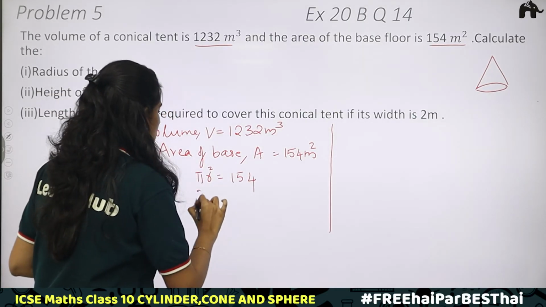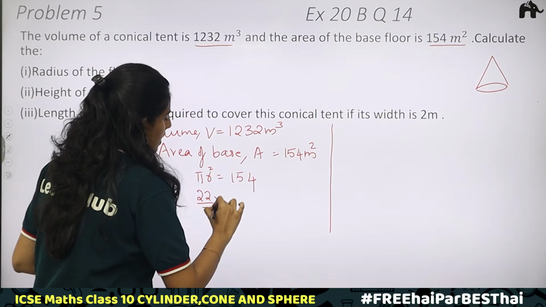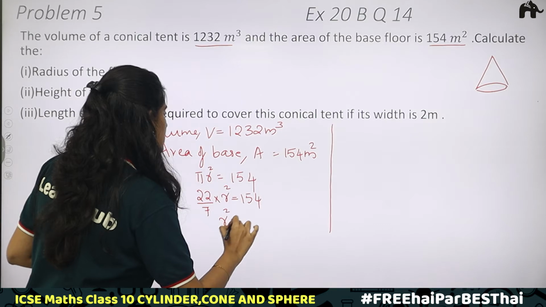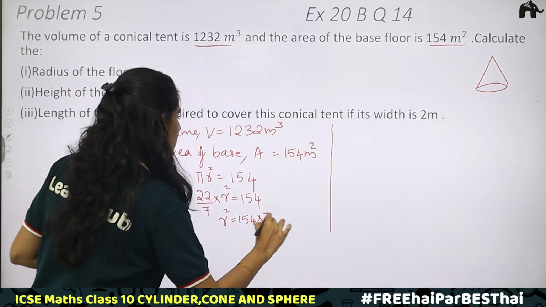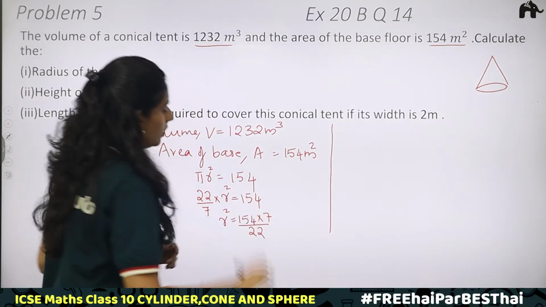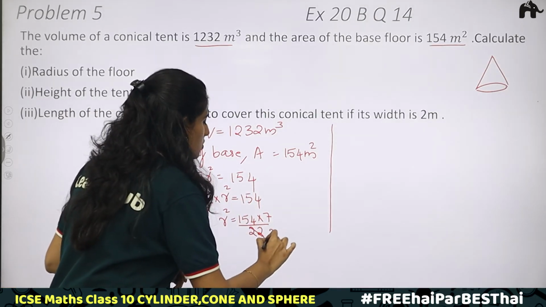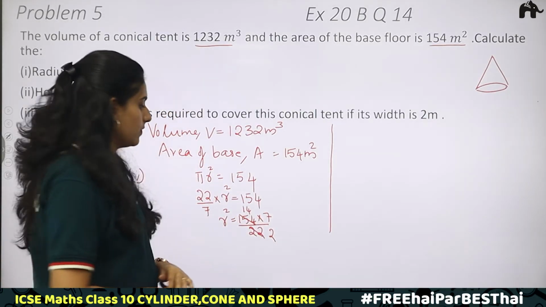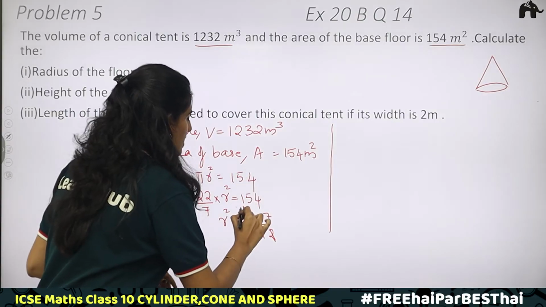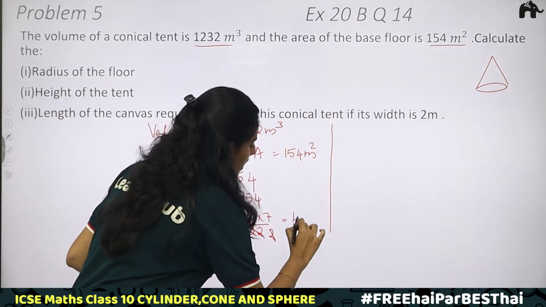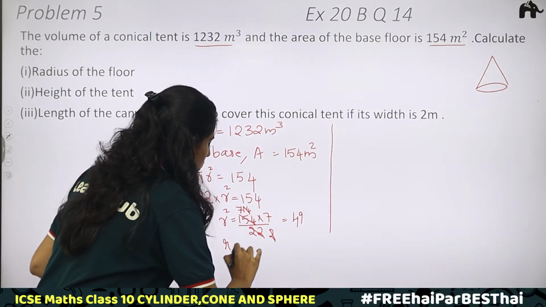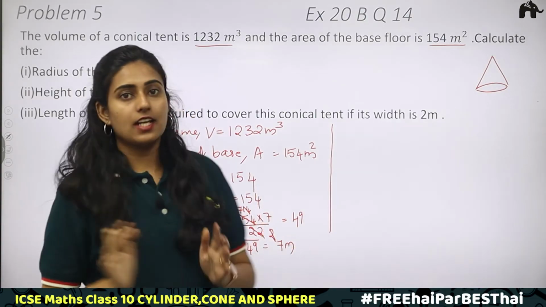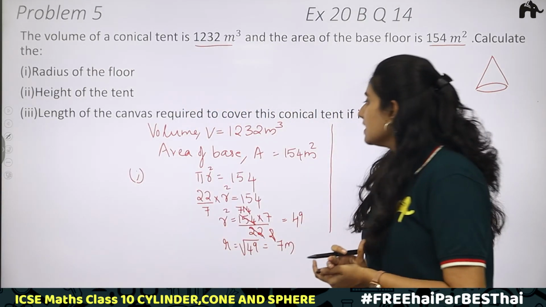Pi is 22 divided by 7, into r square, is equal to 154. R square is equal to 154 into 7 divided by 22. 11 into 2 is 22, 11 into 14 is 154. Again 2 and 14 can be cancelled. We get 7 into 7, 49. Then what is the radius? The radius will be equal to root of 49, which is 7 meter. We got the radius r is equal to 7 meter.